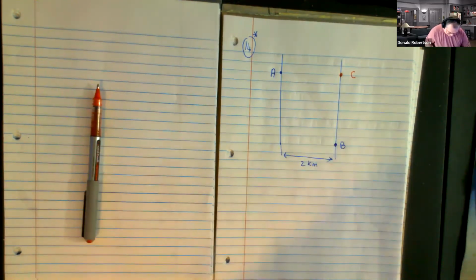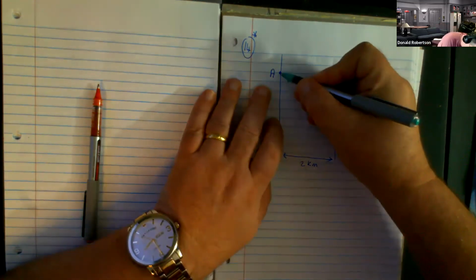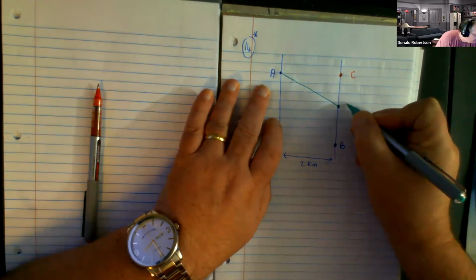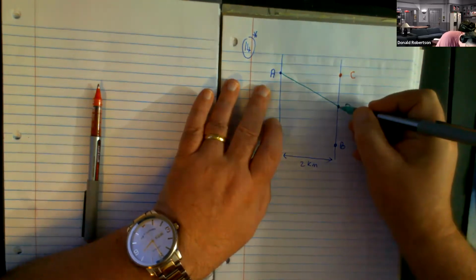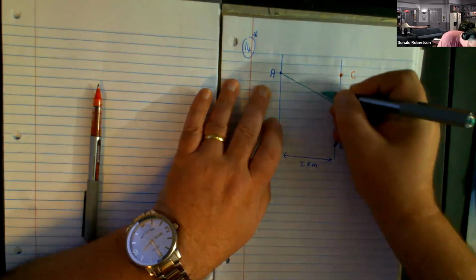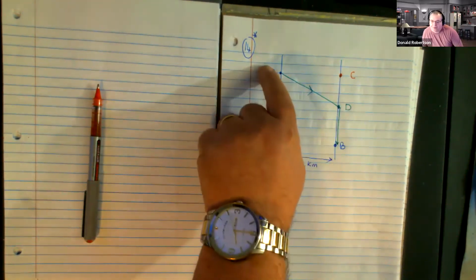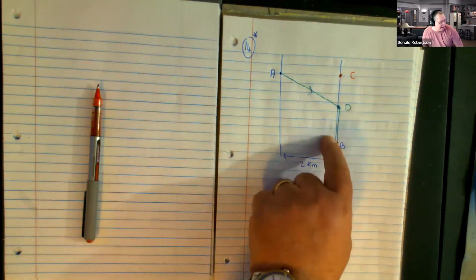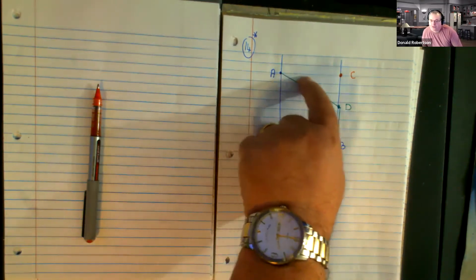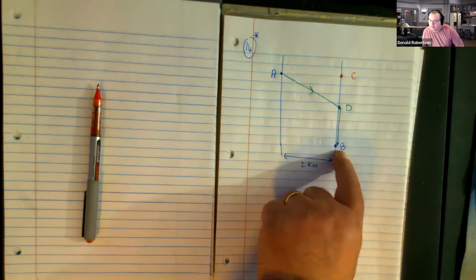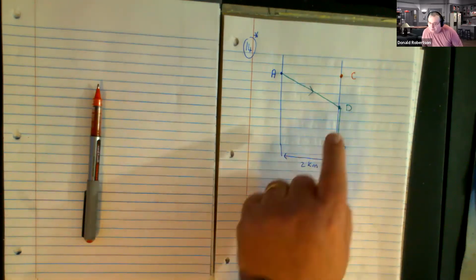And to get to B, he can do a 2-stage journey. He can swim to some point D, and then he can walk from D to B. Now, this point D can move. It can be anywhere you like. In fact, couldn't he just swim straight across to C and then walk down? Couldn't he just swim straight to B and not do any walking, right? So D could be any place between C and B.